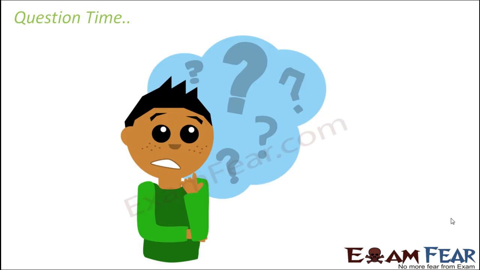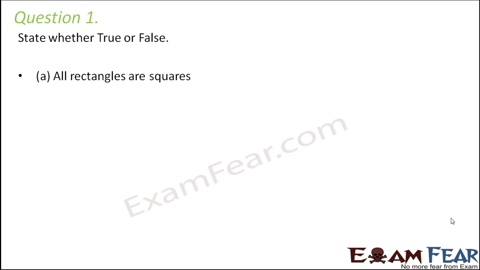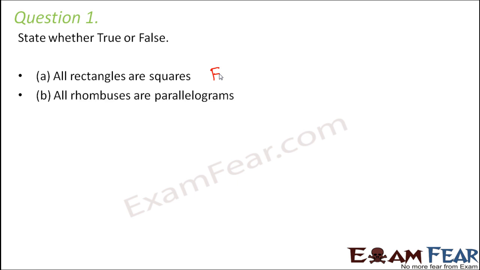So with this learning on the special parallelograms, let us again look at a few questions. Question number 1. State whether true or false. All rectangles are squares. That is a false statement because rectangles have all angles equal, but all of their sides are not equal. But in order to become a square, all the sides need to be equal. So all rectangles are not squares.